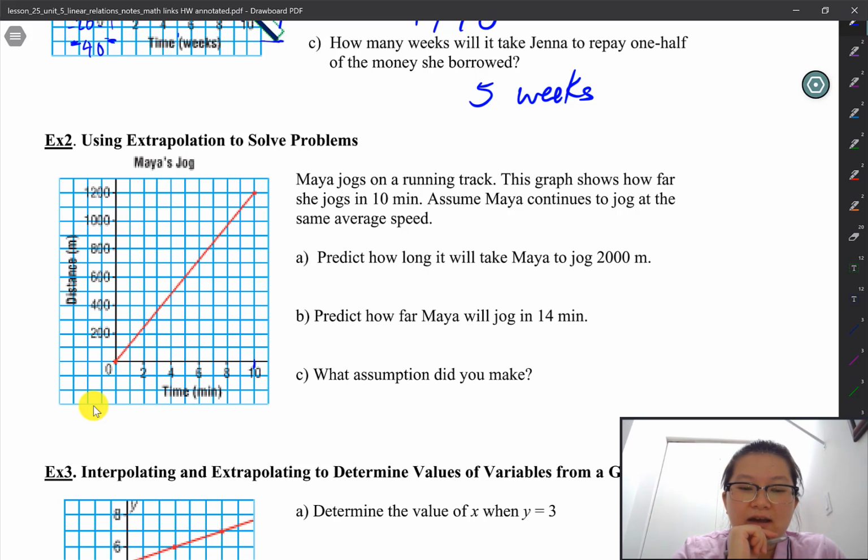Assume Maya continues to jog at the same average speed. So basically, imagine the graph continues to show this linear relationship forever and forever. Predict how long it will take Maya to jog 2,000 meters. Okay, very interesting. So notice that this graph has gone way beyond the space that we are given. It says how far Maya would jog in 14 minutes. What assumption did you make? Okay, so it's going to be a little bit tricky from here.